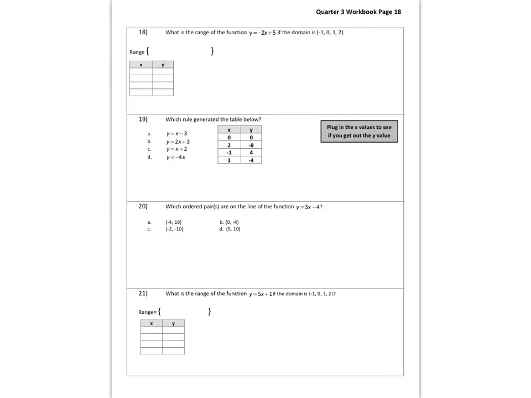We'll look at number 21. It says, what is the range of the function y equals 5x plus 1, if the domain is -1, 0, 1, and 2? So same thing. You're plugging in 5 times -1 plus 1, 5 times 0 plus 1, 5 times 1 plus 1, and then 5 times 2 plus 1.